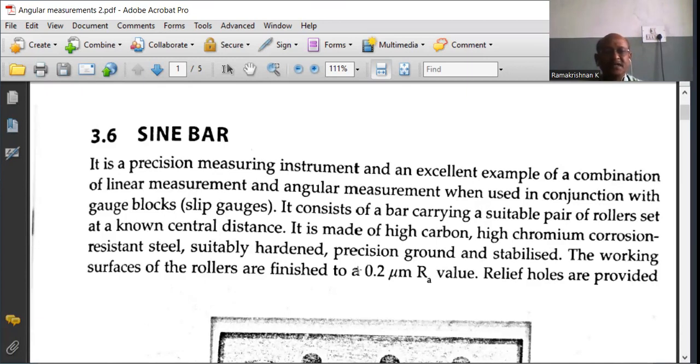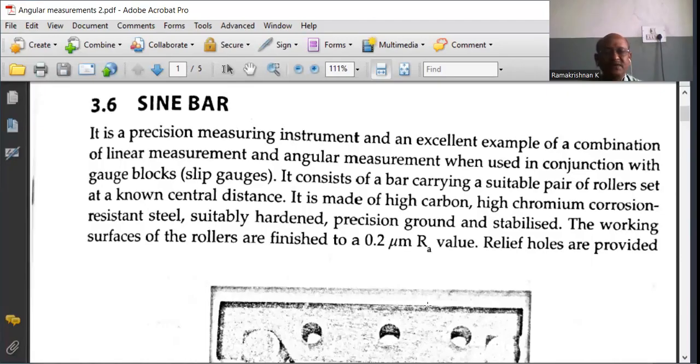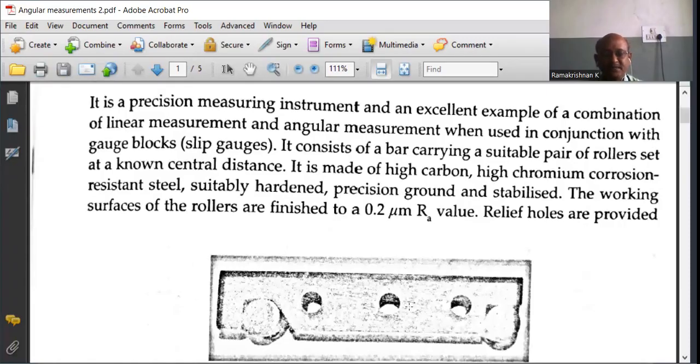So the long bar is provided with rollers, 2 rollers at both ends. The working surfaces of the rollers are finished to 0.2 micrometer Ra value. Apart from that, there are some relief holes provided. The holes are provided for 2 purposes: one for easy handling and the other to reduce the weight of the bar.